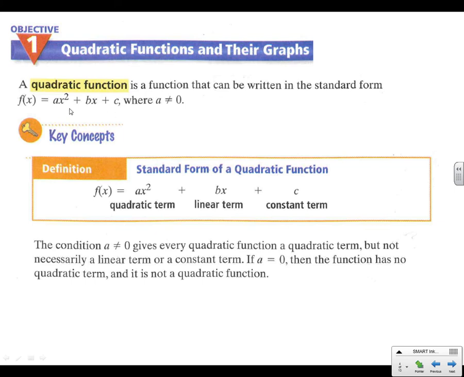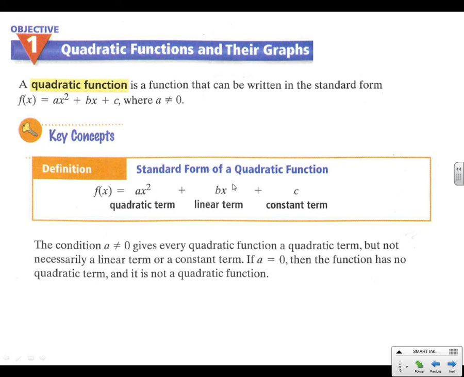Okay, but if this was out of order, we had bx first, and then we had ax squared, and then c, or maybe c came first, it's still a quadratic function. It's a quadratic function if the biggest exponent we can find is 2. All right, so again, here's the standard form in order: x squared, then bx, then plus c. All right, and in this one, a can't be 0, because then it would go away, and we wouldn't have x squared anymore, so we would no longer be a quadratic. It's okay if b is 0 or c is 0.